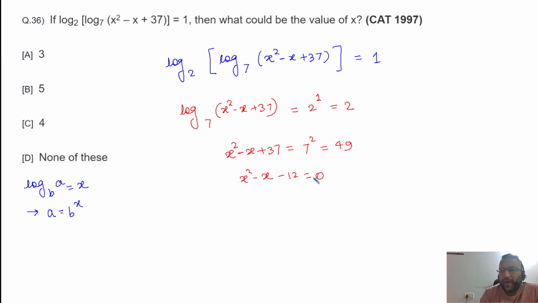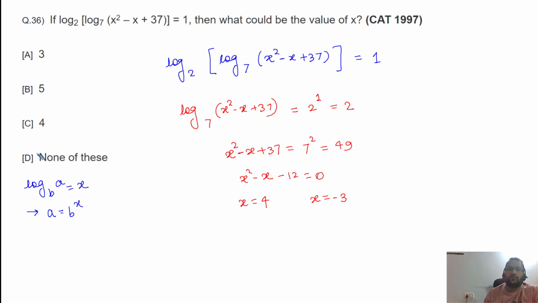So now what will happen? Let's solve this quadratic equation, everyone. The middle term is minus 1, change sign, plus 1. So we need two numbers such that their addition is plus 1 and the multiplication is minus 12. That is 4 and minus 3. x is equal to 4 and x is equal to minus 3. So these are the two possible values that x can take.